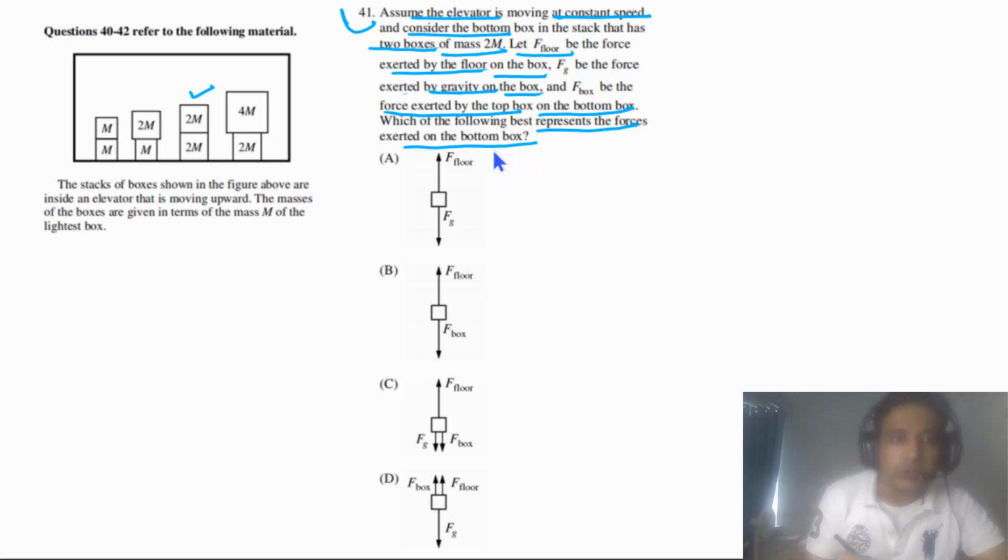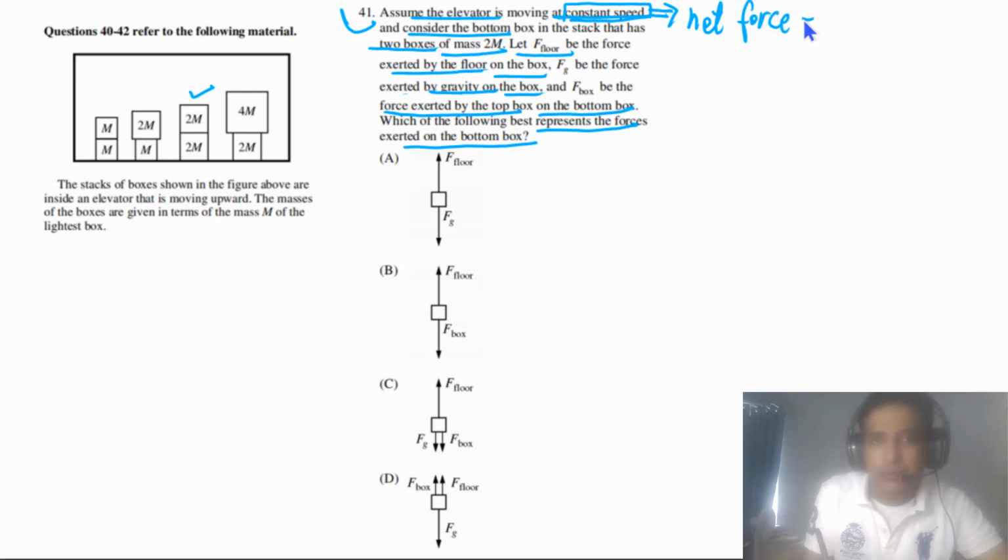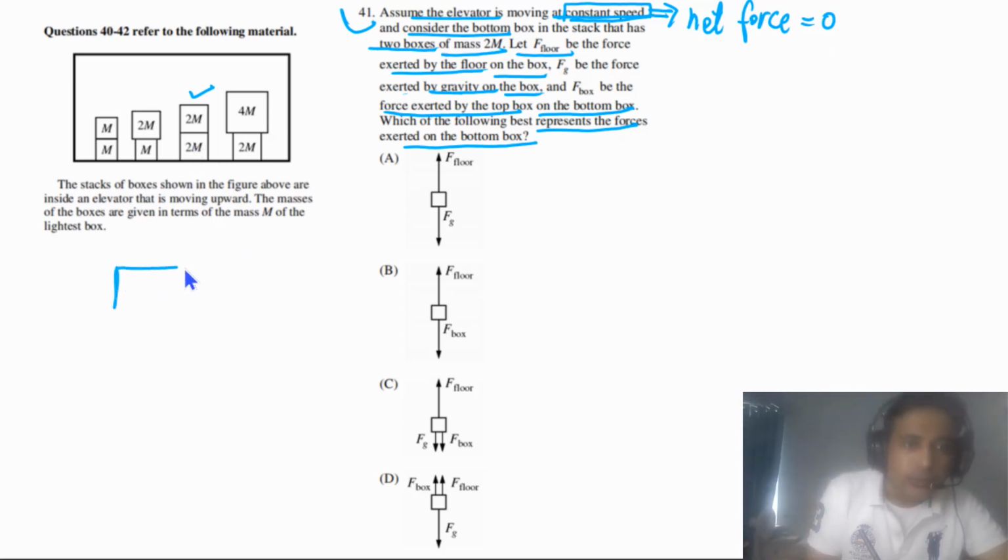First of all, we need to understand it is given to us that the box is moving at constant speed. Constant speed simply means that net force is equal to 0. So very important point, net force is equal to 0. So the forces on the bottom box are balanced. Now if we draw this arrangement again, this stack again, we can draw these two boxes and we will focus on the bottom box only.